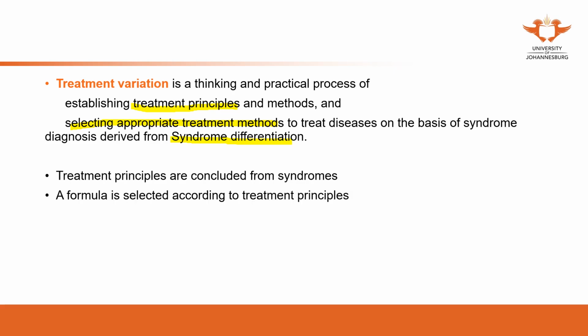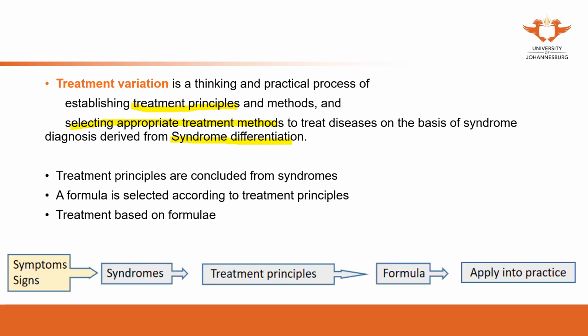The treatment principles are concluded from syndromes. A formula is selected according to treatment principles. So from the symptoms and signs when a patient comes to us, we can conclude to a syndrome. From the syndrome, we can have the treatment principles, and then we can choose the formula and apply it into practice. So this is the full process of syndrome differentiation and treatment variation.